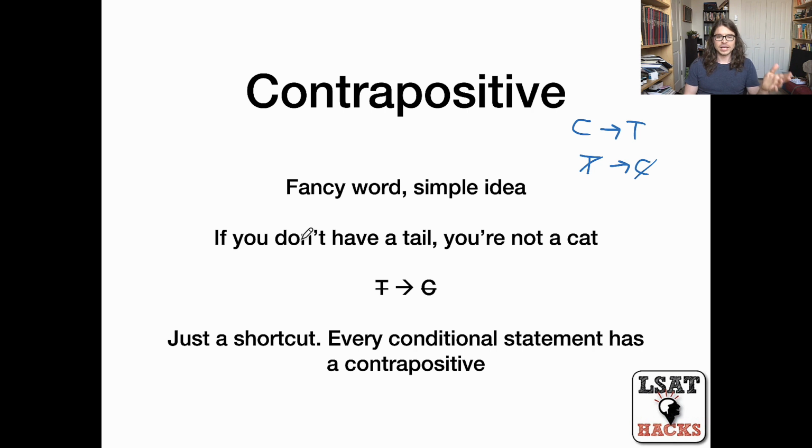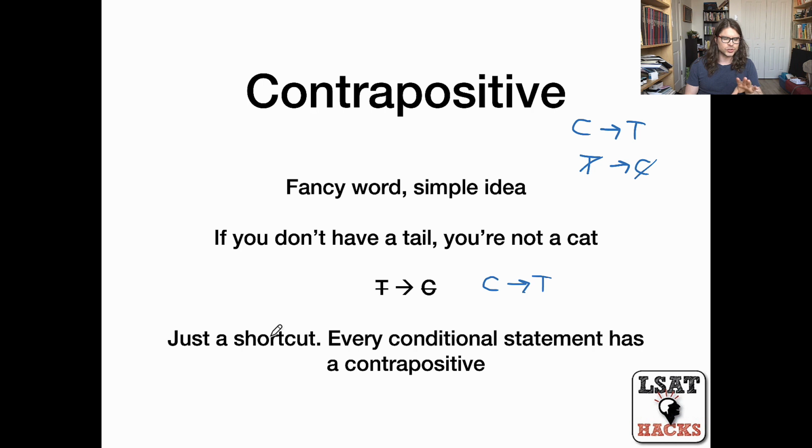You could write, all cats have tails, or if you don't have a tail, you're not a cat, and we have this here as not T, arrow not C. So it is a different way of phrasing. But the point is, if you have a statement like this, you can always reverse the statement and negate it, and you get the contrapositive.